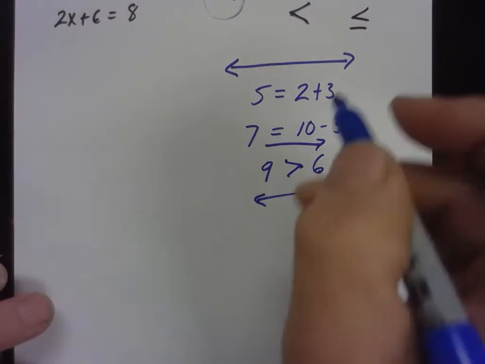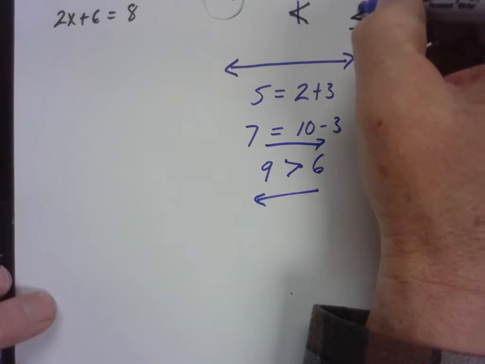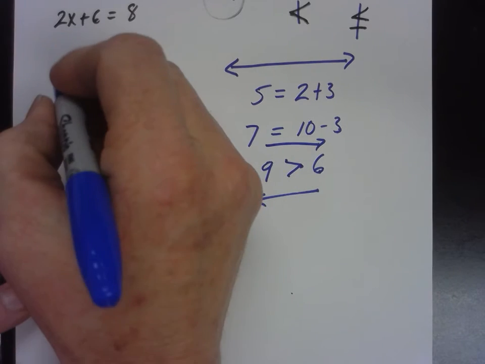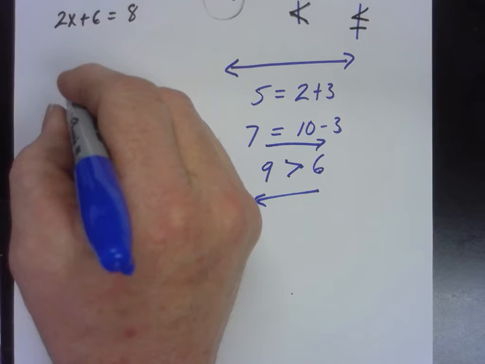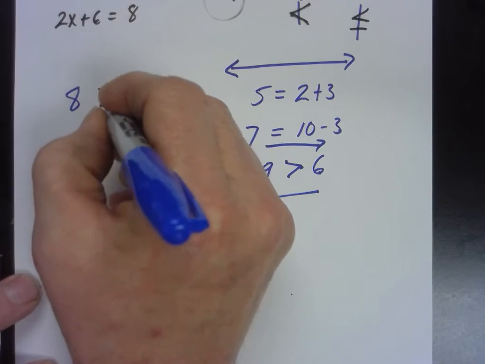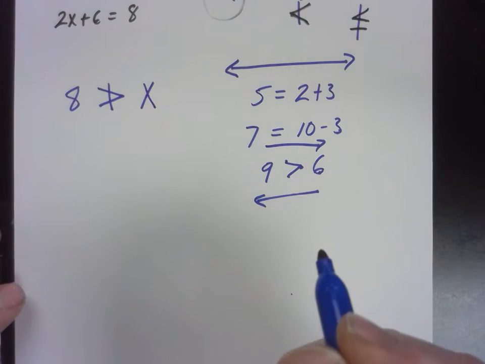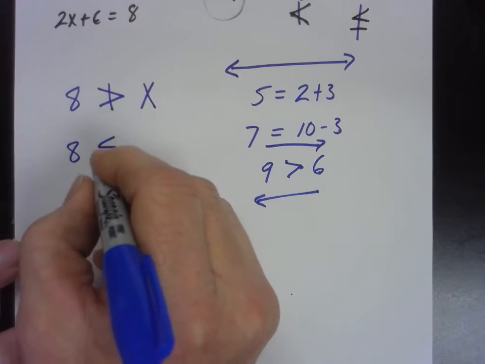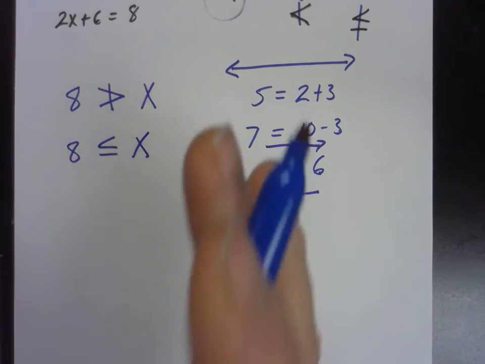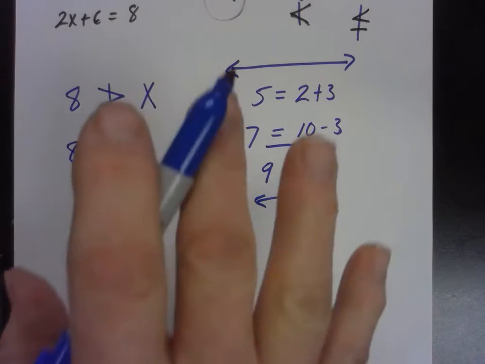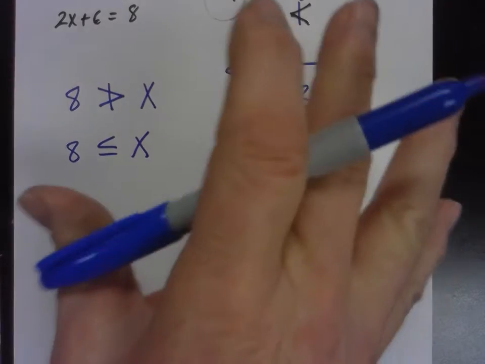By the way, these symbols exist as well: not greater than, not less than. But you have to remember, we'll talk about this more later, if I say 8 is not greater than some number, what is it? It's less than or equal to. If it's not greater than it, then it could be equal to it or less than it. That's something we'll get into a little bit more. So those exist.